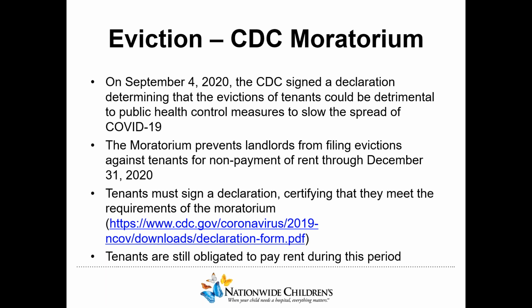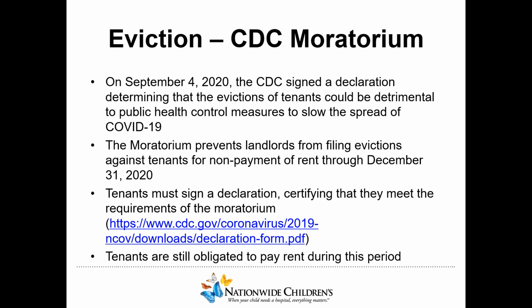But this was not a broad moratorium against any eviction for non-payment of rent. Instead, the onus is on tenants to opt in to the moratorium. For a tenant to be protected by this moratorium, they have to sign a declaration certifying that they meet the requirements of the moratorium. If a tenant doesn't know about this declaration, or if they've never signed the declaration, then they are not protected under the CDC's eviction moratorium.